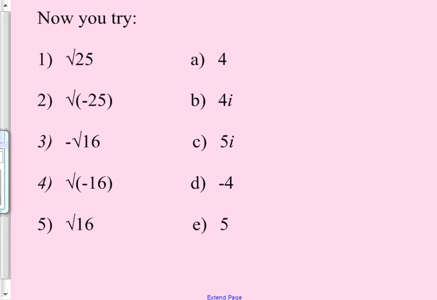So what is 4i? Well, that just means 4 times i, and i is an imaginary number. Okay? So you do not need to be able to simplify that anymore right now. 5i just means 5 times i, and i is an imaginary number. So that answer is imaginary. It's not real. When we get into the unit called complex numbers, we'll teach you all about those.